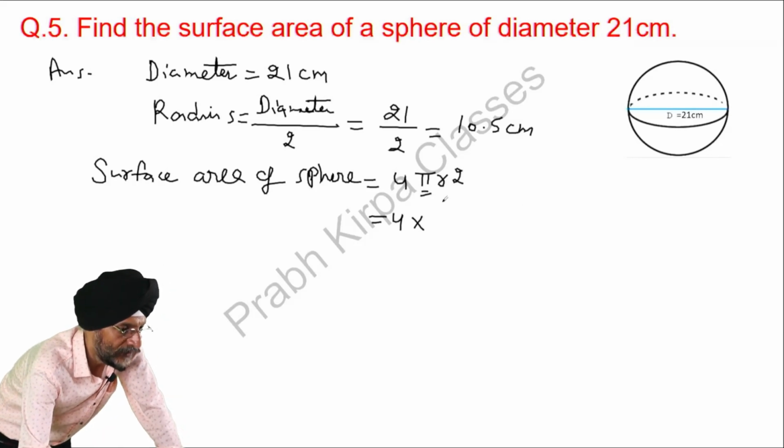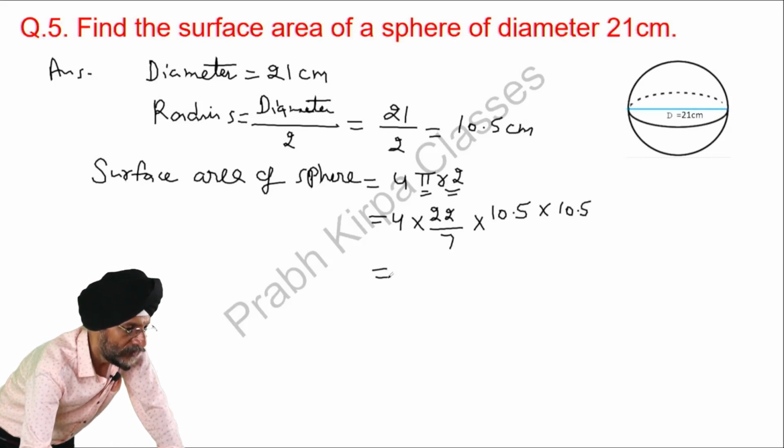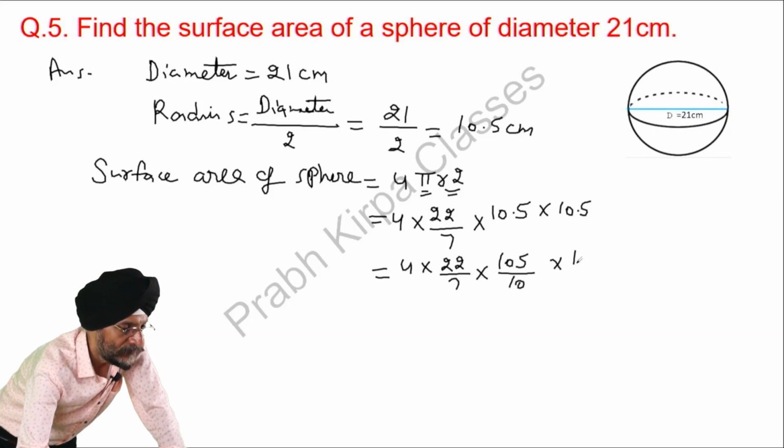Pi is a mathematical constant and is represented by 22/7. Now we will put in the value of r square. This is 10.5 into 10.5. 4 into 22/7, 105/10. We have removed this point and added 10 below, so we divide the item by 10.